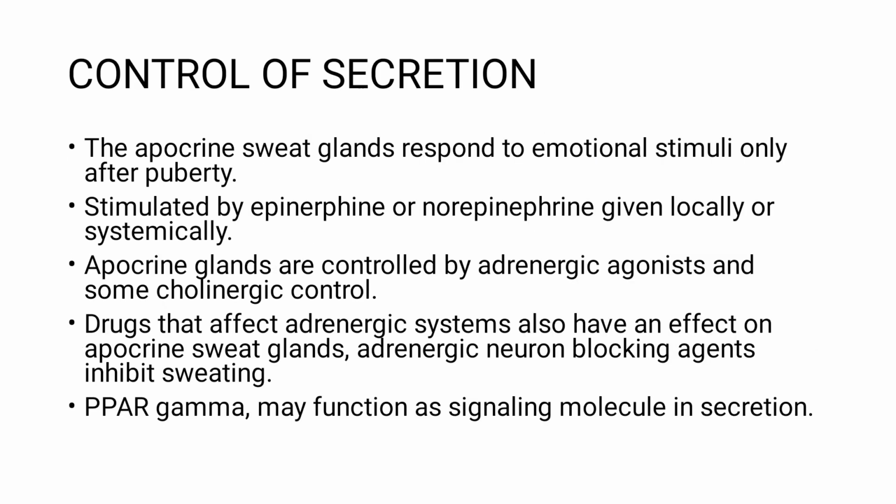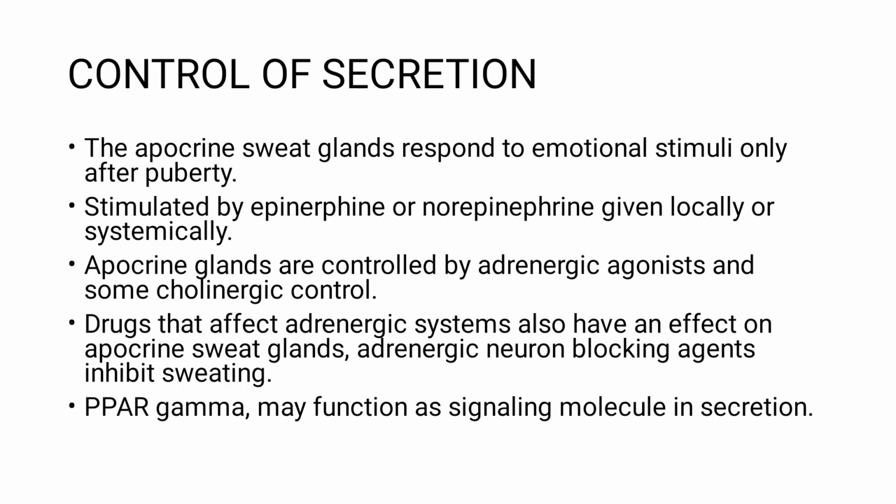Control of secretion: mainly the apocrine sweat glands respond to emotional stimuli only after puberty. They are stimulated by epinephrine and norepinephrine, which are given locally or systemically. Apocrine sweat glands are controlled by adrenergic agonists. Sometimes it may also be by cholinergic control. So drugs that affect the adrenergic system also have an effect on apocrine sweat glands.